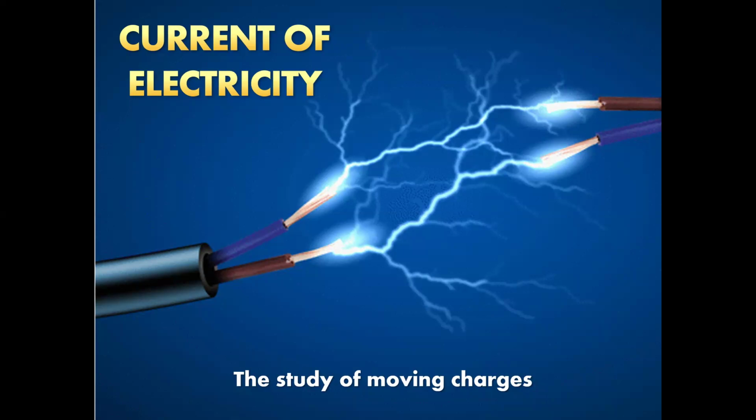I'm starting with the first title, Current of Electricity, and the one-liner is: the study of moving charges. Even now, in this era of artificial intelligence and other things, electricity is still the biggest source of energy. Everything we are using nowadays runs on electricity. Now, the concept comes here: how is this energy transferred? We have a concept that this energy is transferred by moving charged particles like electrons.